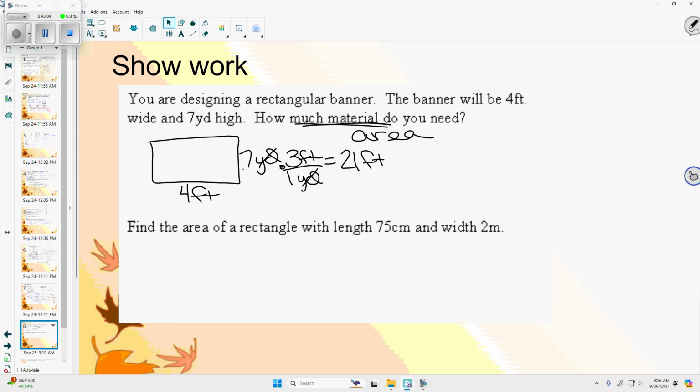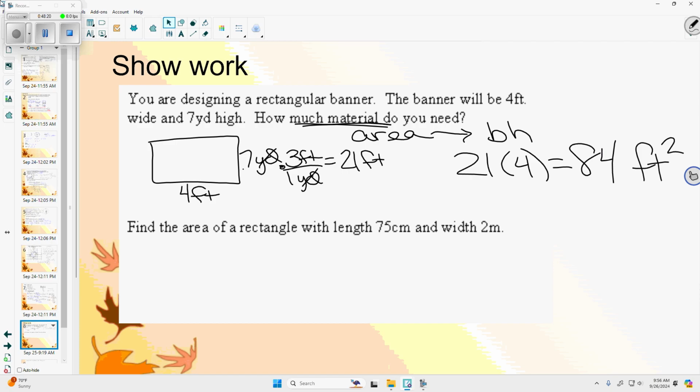And then what do you want me to do with that? Absolutely, because we said we were finding area. Area is base times height. So 21 times 4, how much material do I need? 84 what? You got to have that label. 84 feet squared.